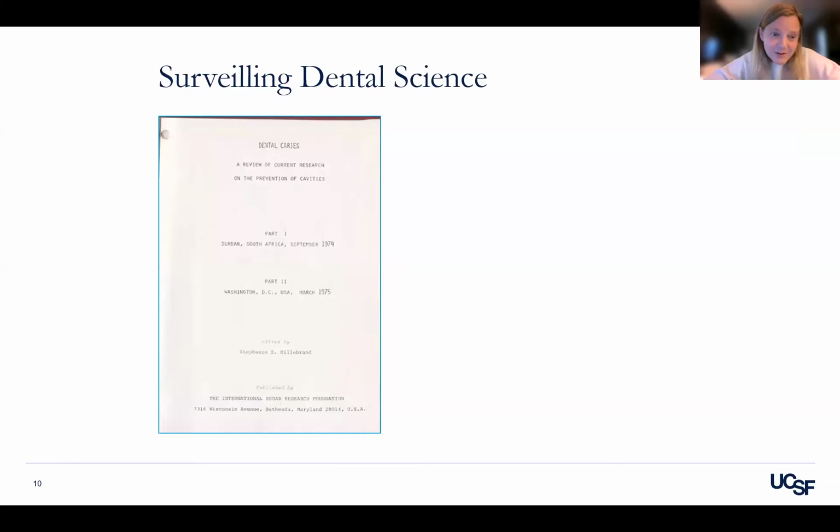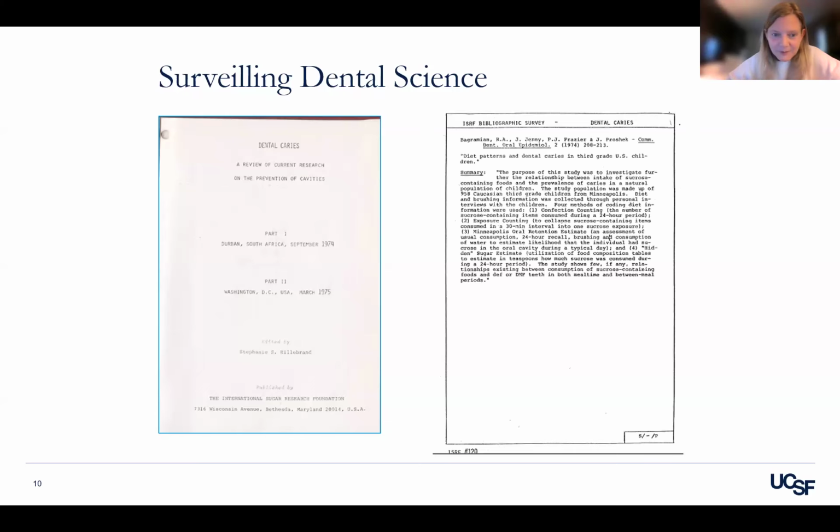So this is an example of surveilling the dental science. So on the left here is a symposium summary. So this was sponsored by the International Sugar Research Foundation, symposium on the prevention of dental caries, reviewing the dental research. They held part 1 in Durban, South Africa. So this is a global effort. Part 2 is in Washington, D.C. They're bringing together sugar companies, but also dental science experts to learn from them so that the sugar industry can figure out how to shape their positive messages about sugar.